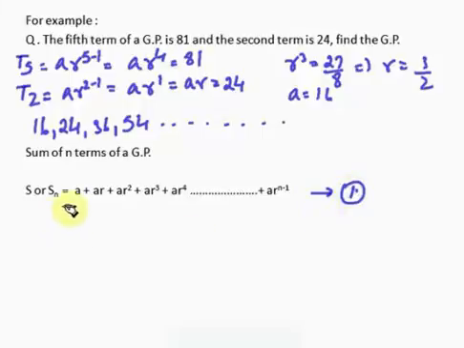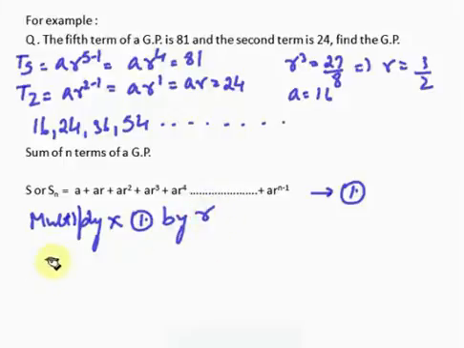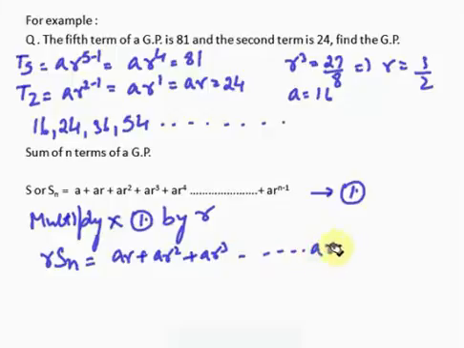Now multiplying the first equation by R, we get R into Sn is equal to AR plus AR square plus AR cube up to AR raised to n minus 1 plus AR raised to n.